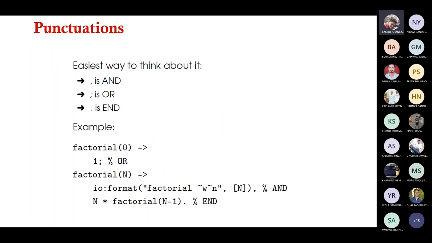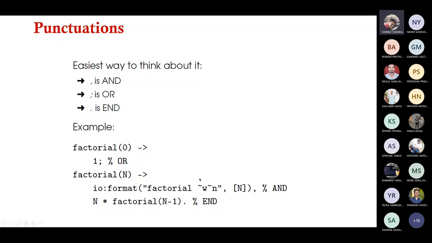And there are certain punctuations which are used. Erlang is quite a different language than the other programming languages that you use. Comma is and, semicolon is or, and dot is end. So these are the notations that it follows.